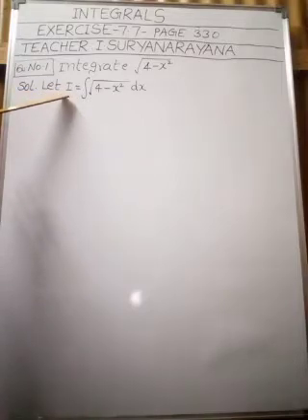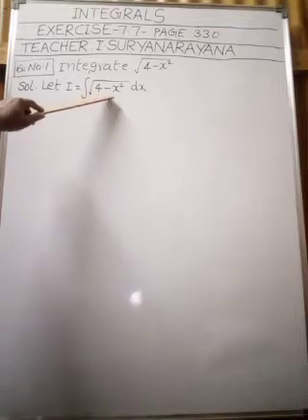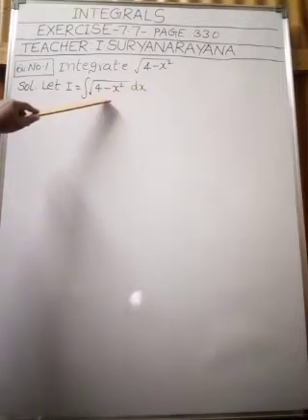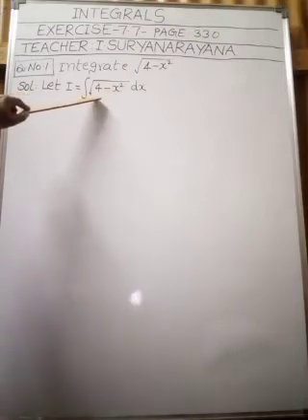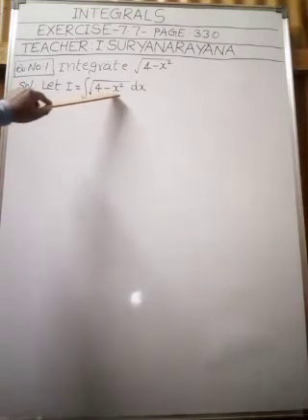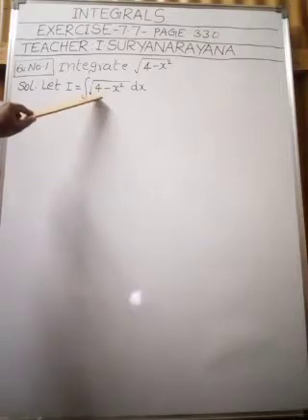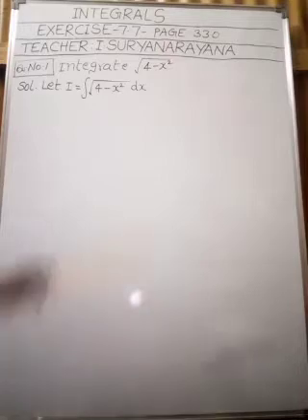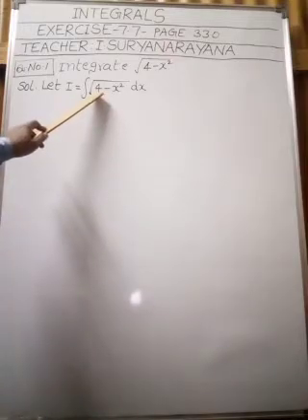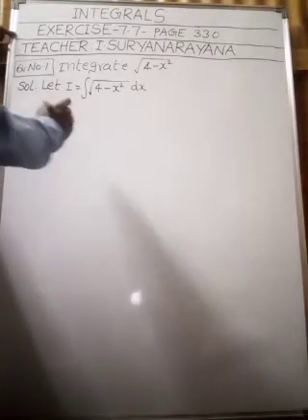First of all, let us assume that capital I is equal to integral square root of 4 minus x square dx. So, if you observe the function under the square root, it is a quadratic expression in x. First term is a constant term and the next one is the x square term. So, we have to convert this constant term as a square of some number.